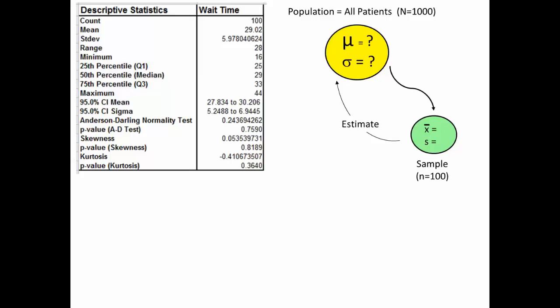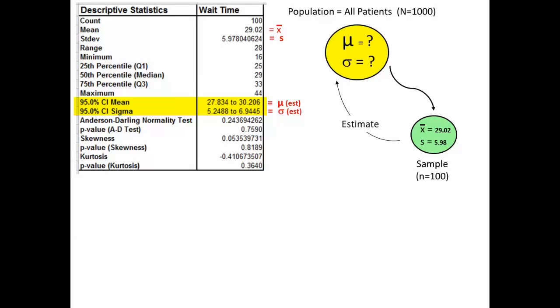Let's take a look at this. What these numbers are showing you in the descriptive statistics output are the sample mean and the sample standard deviation. Those are X bars and S's. In other words, we took the wait time of all 100 patients, added them up, divided by 100. That's where we get the 29.02. Now from this, we would like to create confidence intervals and make an estimate about the population mean and standard deviation. That's what these are here. Those numbers are your estimate.